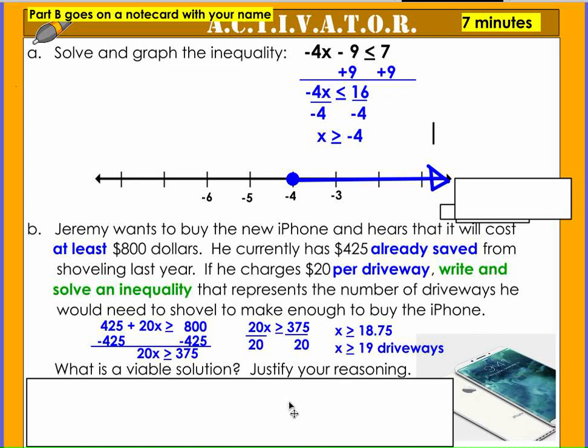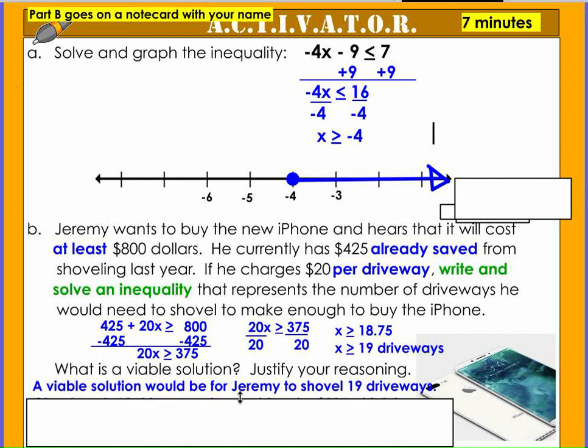But they want to know what's a viable solution. So you're saying to yourself, well, anything that's greater than 19 driveways, right? But then it asks for you to justify your reasoning. So to justify your reasoning, this is what we're going to use. We're going to say, one viable solution would be for Jeremy to shovel 19 driveways. You could have picked anything 19 and above. All right, that's our viable solution statement.